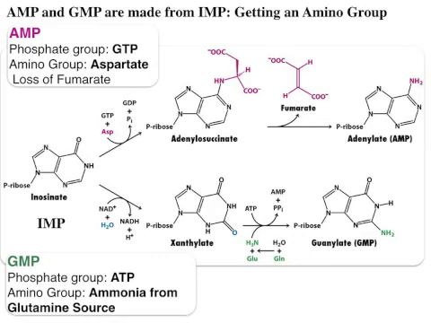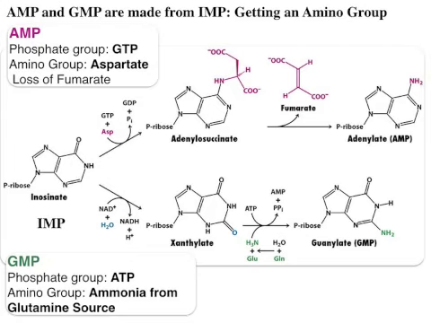Now in the other branch, in the synthesis of GMP from IMP, we're going to make the extra ketone first to make xanthylate. We're then going to phosphorylate xanthylate, and then we're going to hydrolyze an amino group from glutamine to make glutamate and free ammonia. The ammonia is going to be added to yield GMP. We're using ATP in this phosphorylation.